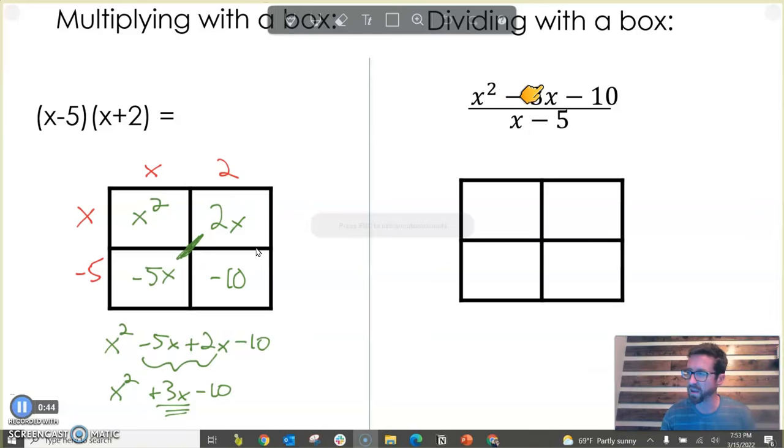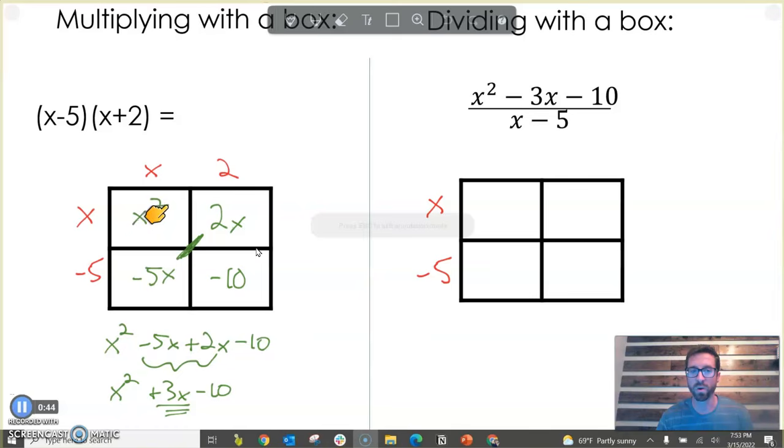So here is my dividend, here is my divisor, and I'm going to take that divisor, what we're dividing by, and put it on the left with the hopes that we find our quotient, which would be what we end up with on the top of our box. And so in order to do that, I'm going to start by taking my dividend here, and it's going to go inside my box. We just have to figure out where to put each of these values, okay?